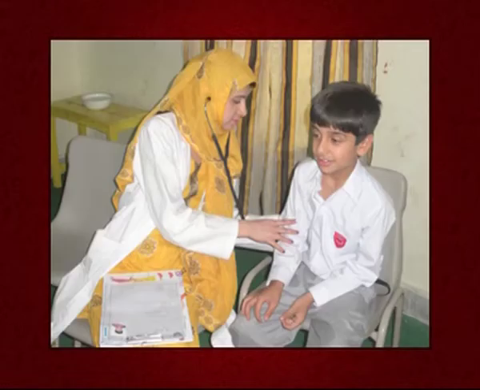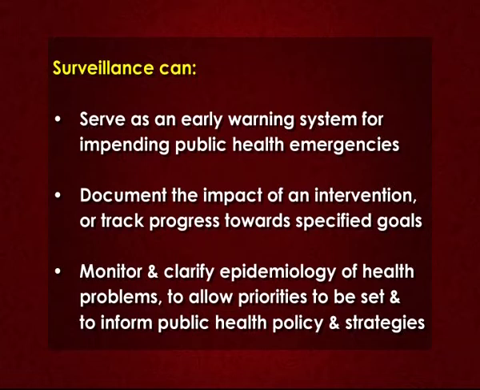Next is surveillance. Surveillance is the continuous systematic collection, analysis and interpretation of health-related data needed for the planning, implementation and evaluation of health practice. Health surveillance allows for early identification of ill health and helps to identify any corrective action or treatment needed. Thus, surveillance can serve as an early warning system for impending public health emergencies, document the impact of an intervention or track progress towards specified goals, and monitor and clarify the epidemiology of health problems to allow priorities to be set and to inform public health policy and strategies.